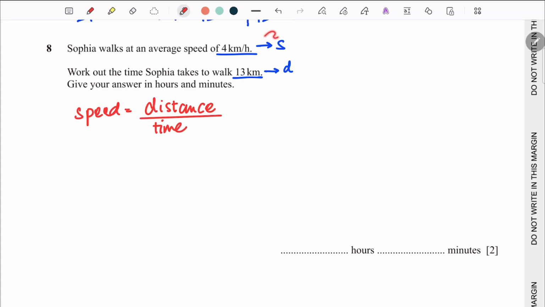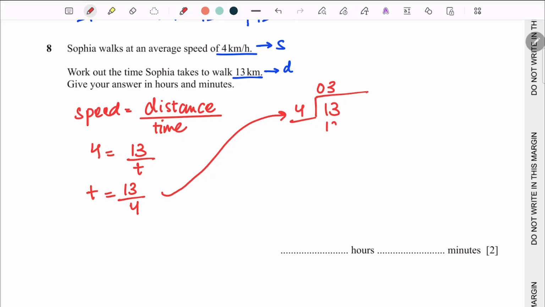So here the speed is given to us and the distance is given to us. Speed is in kilometers per hour and distance is also in kilometers. So this means that the units are uniform. We can directly put these values in the equation. That is, speed is 4, distance is 13 divided by time. Time will be equal to 13 divided by 4. Now I'm going to divide 13 by 4.